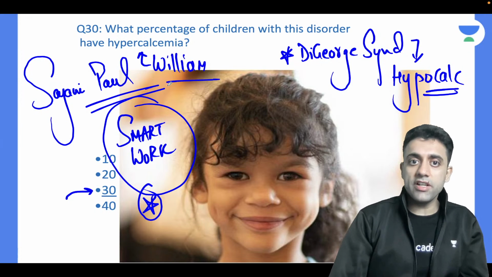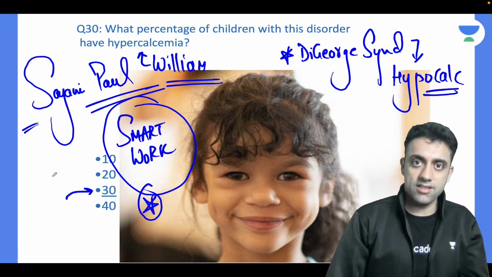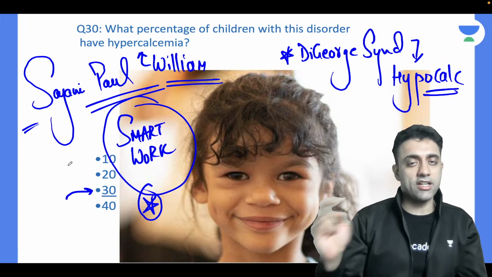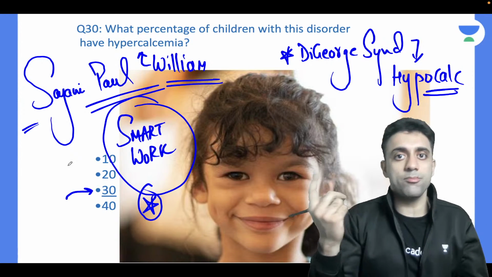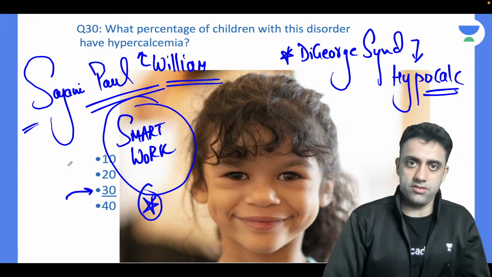Like just now I told you, in Williams syndrome the babies will have hypercalcemia. So just suddenly ask yourself, in which syndrome can the baby have hypocalcemia? The answer is DiGeorge syndrome.